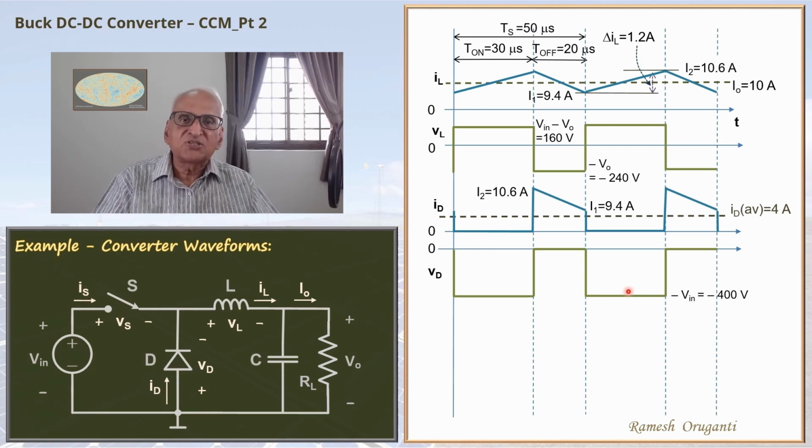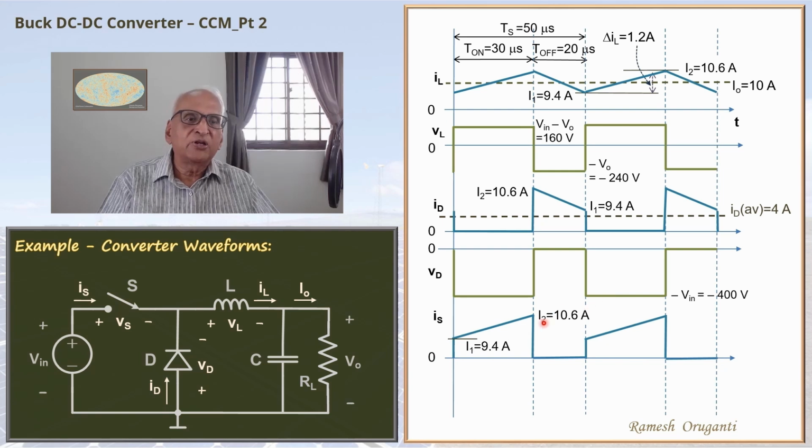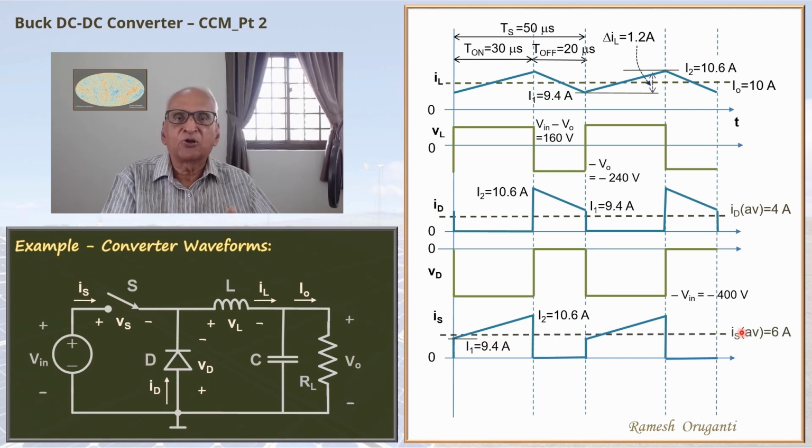Next, we will see the switch current. Switch current is the same as the inductor current under the T on interval. So we can plot the switch current as shown. It starts from I1 equal to 9.4 amperes and then goes to I2 equal to 10.6 amperes, where it is switched off. And the average switch current will be D times I0, 0.6 times 10 amperes, 6 amperes. We can plot that also.